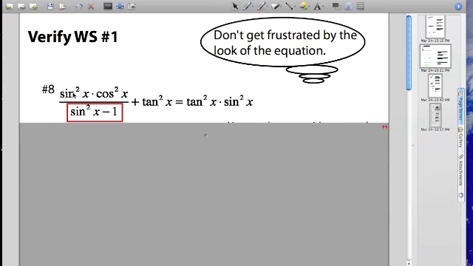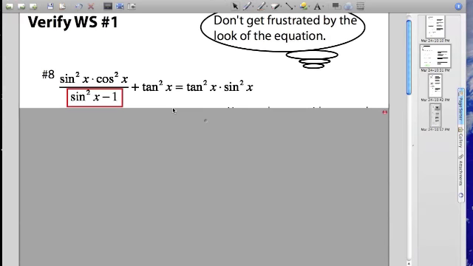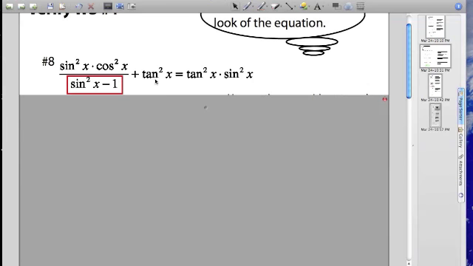Okay, the first thing you notice, you have sine squared x times cosine squared x over sine squared x minus 1, all of that plus tangent squared x equals tan squared x times sine squared x. So it's 2 parts equal to 1 part, because the plus sign separates your pieces. So you have 1 fraction plus tangent squared, and then over here we just have one term. It's tangent squared times sine squared. So the first thing I think about is, well, I need to somehow get these 2 pieces into one piece like this.